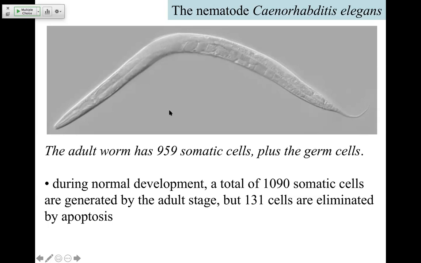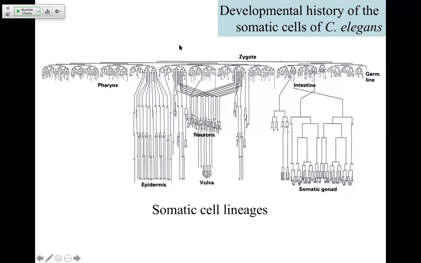An adult worm has exactly 959 somatic cells, plus, of course, a varying number of germ cells. During its development, exactly 1,090 cells are formed, but 131 of them are eliminated at different stages of the development of this animal. And that has been followed by tagging individual cells and following them along the way, to construct this developmental history, starting with a single-celled zygote.